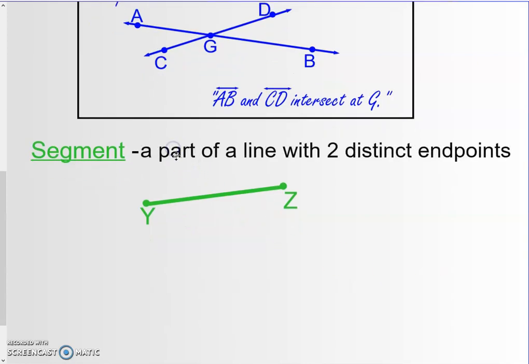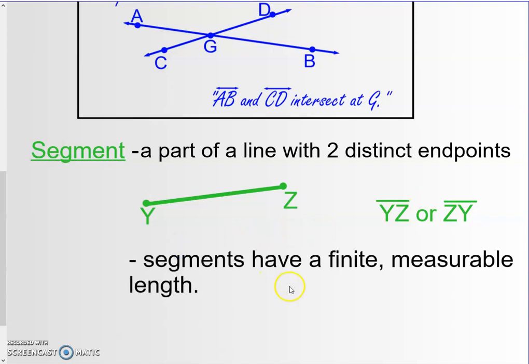The last term, and then we'll get into some good fun math, I promise, is a segment. And a segment is a part of a line with 2 distinct endpoints. So segments have a start and an end. And so this segment here would be called segment YZ or segment ZY. Again, the order is not important, but notice the symbol above it doesn't have arrows on it. It's not a line, it's a segment.